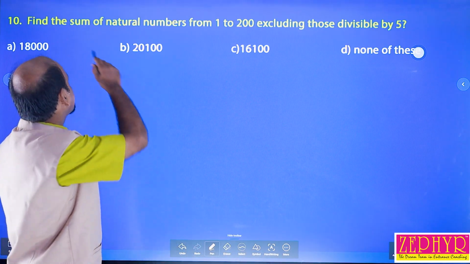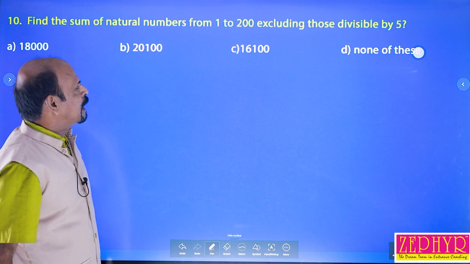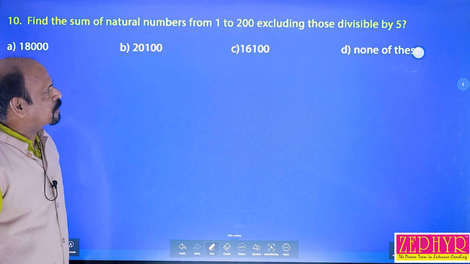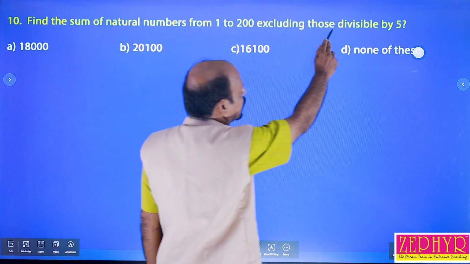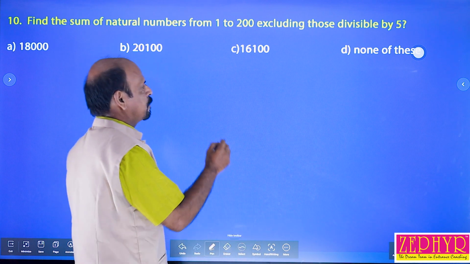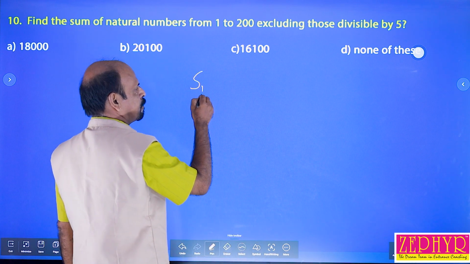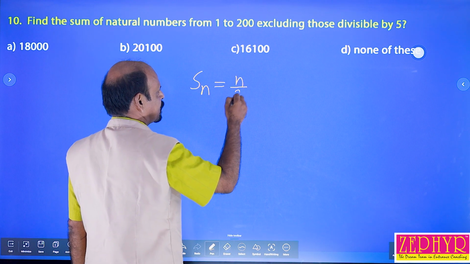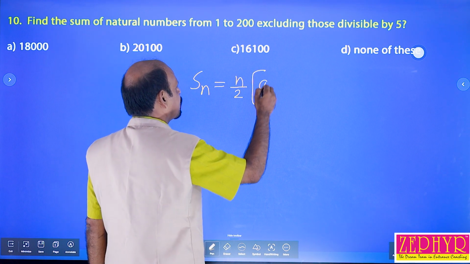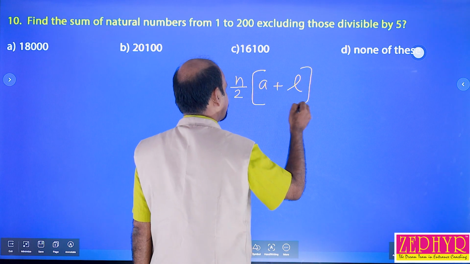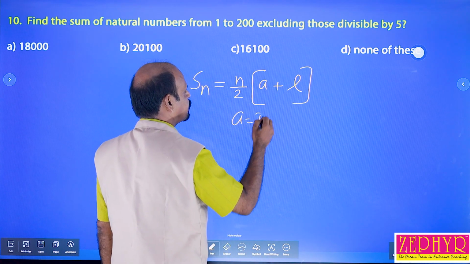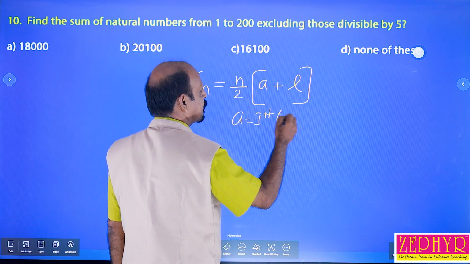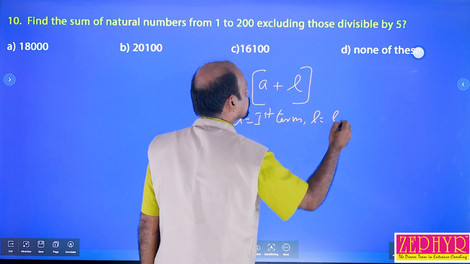Okay, now we are moving to the 10th question. Find the sum of natural numbers from 1 to 200 excluding those divisible by 5. So we have the formula: sum of first n natural numbers is given by Sn equal to n by 2 into (first term plus last term). Here A is the first term and L is the last term.